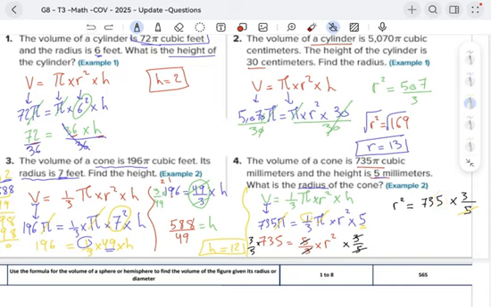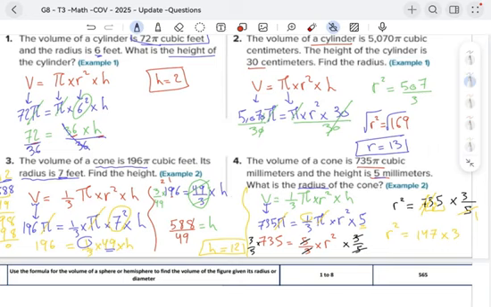Okay, now 5 divided by 5 is 1. We're going to divide this number by 5. Let's start with the 7. 7 divided by 5 is 1, and the remainder is 2. Now 23. 23 divided by 5 is 4, and the remainder is 3. Now we have a 35. 35 divided by 5 is 7, and we have to multiply this by 3 to get the radius squared.